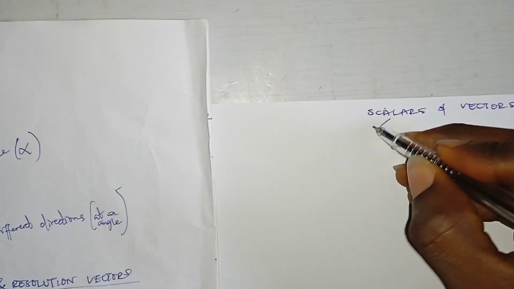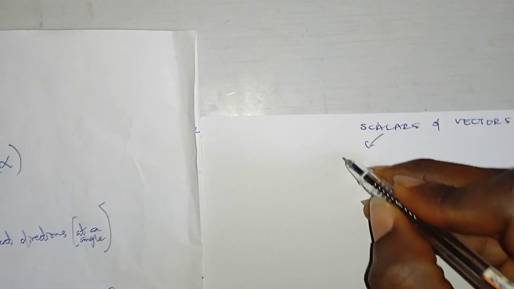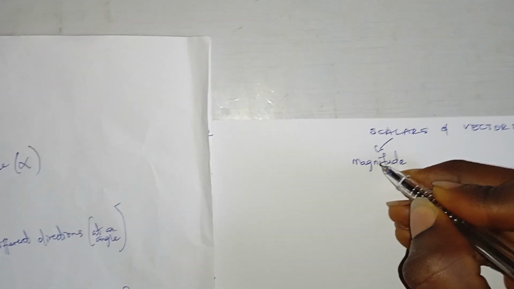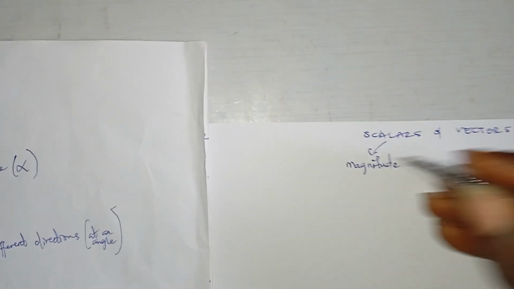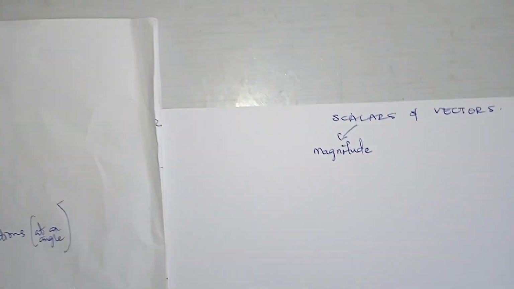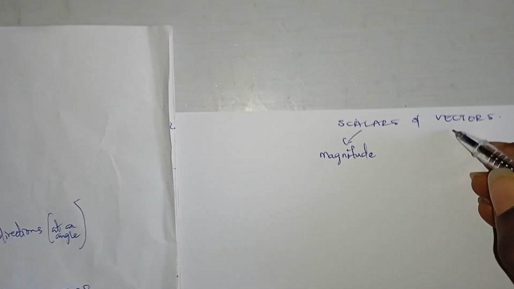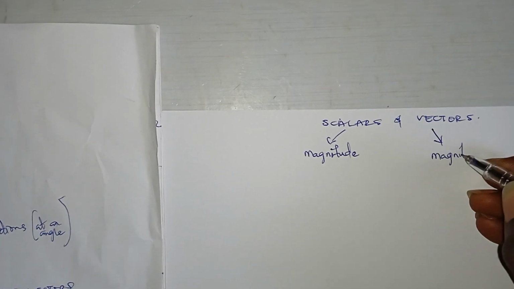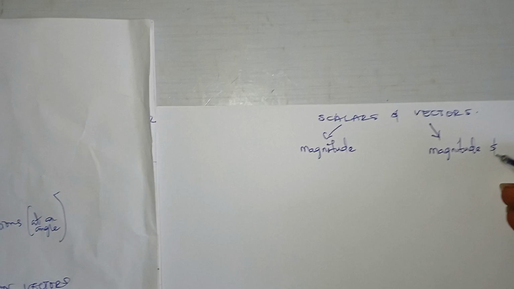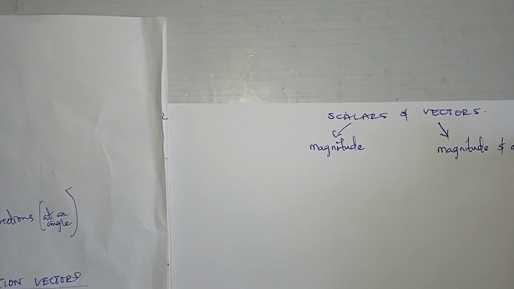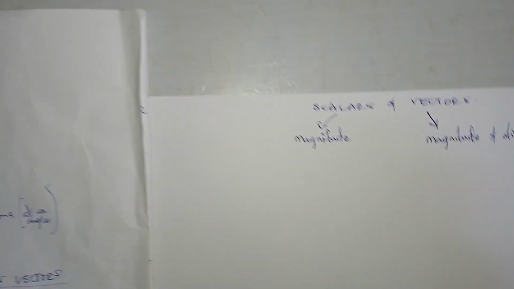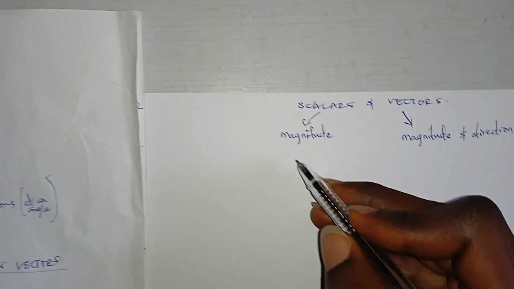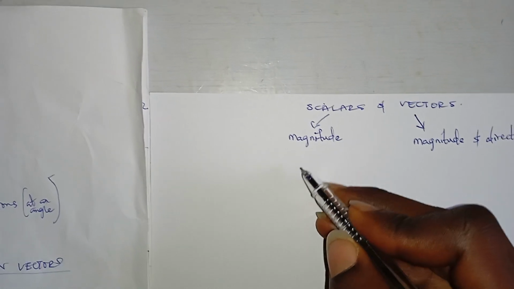Now, when you talk about scalars, know that what we are talking about is just magnitude. That is why we normally say that these are scalar quantities. They have magnitude but no direction. So now for vectors, when you talk about magnitude and direction. Now, if I have a scalar, it simply means that magnitude, it has value.